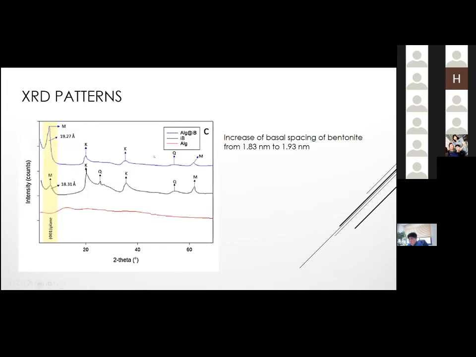Okay, so another characterization we made is the XRD characterization. We found that the basal spacing is increasing after we incorporate the alginate into the bentonite. So somehow the alginate enters the layer structure of the bentonite and causes an intercalation effect like the surfactant.